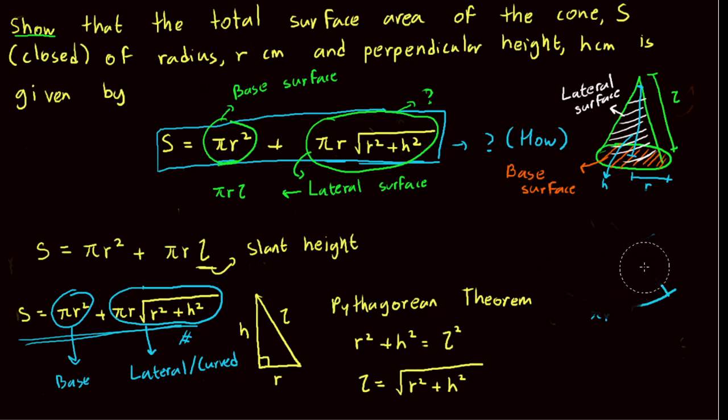But the main idea here is that we want to show that we end up getting pi r square and pi r square root r square plus h square. So that's actually what we wanted to show. With that being said, now let's proceed to the second part of the question. Let me just erase first this thing we already managed to show.